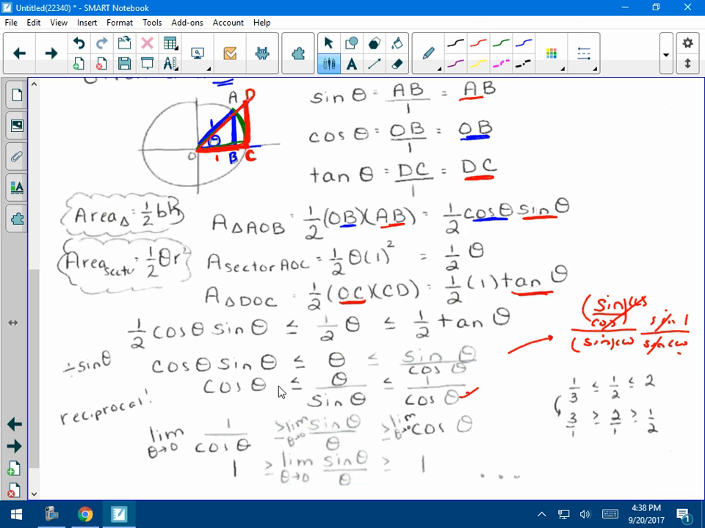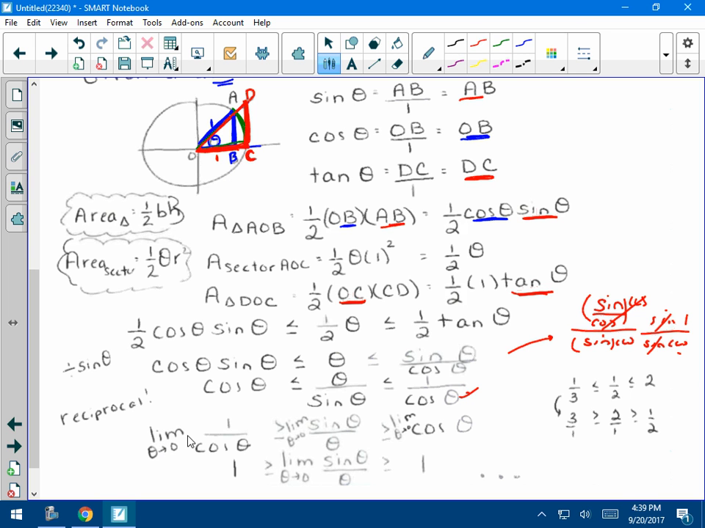When you take the reciprocal of an inequality, the signs flip. Don't believe me? Look over here. 1/3 is definitely less than 1/2, which is definitely less than 2. When I take all those reciprocals, 3 is bigger than 2, and it's bigger than 1/2. So if I take the reciprocals of all of these, the signs flip.